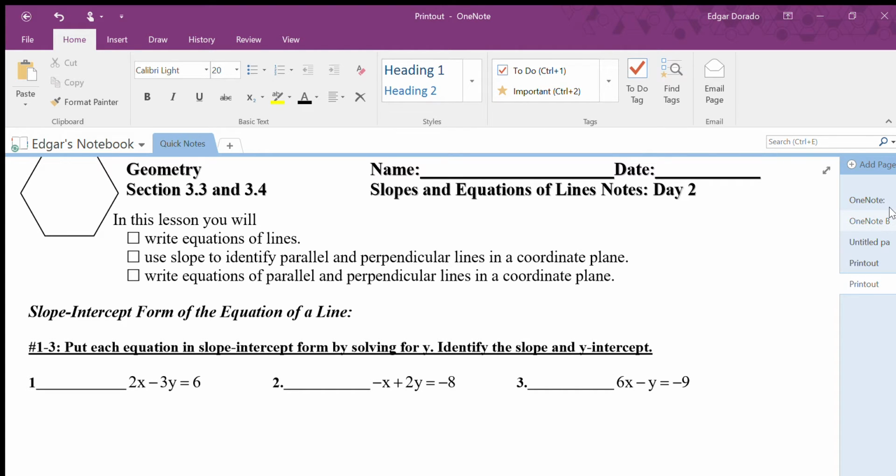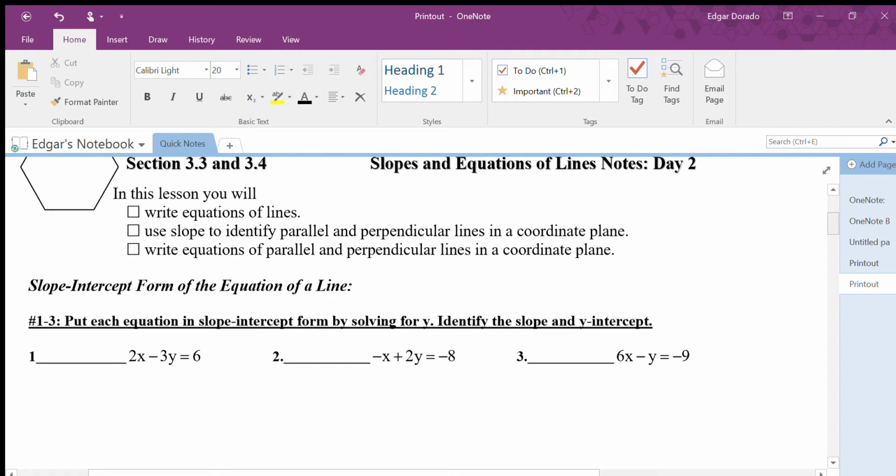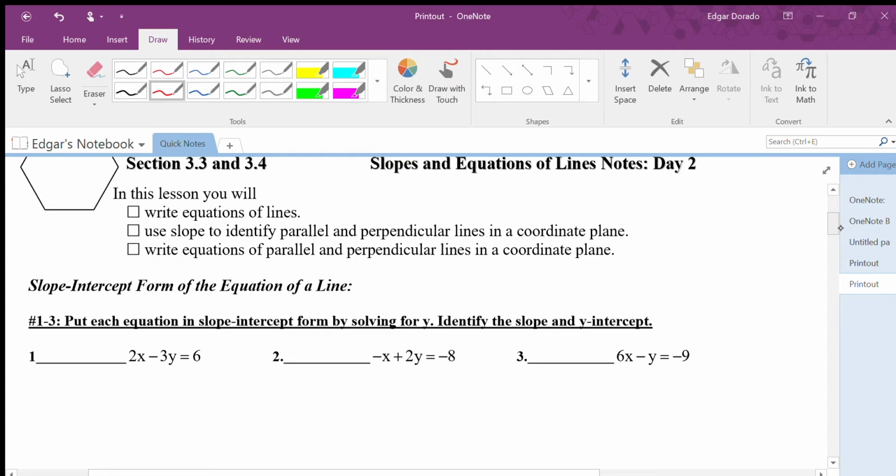Here we are with the last video actually for chapter 3, and we are going to talk about a little bit more on slopes and equations of lines, just like we did in the last video. So this is basically part 2 of section 3.3 and 3.4. And again, just a quick recap, remember that 3.5 actually came prior to both of these videos, so if you haven't watched those yet, make sure you go ahead and move on to those first.